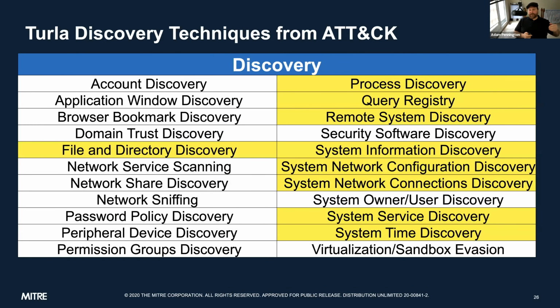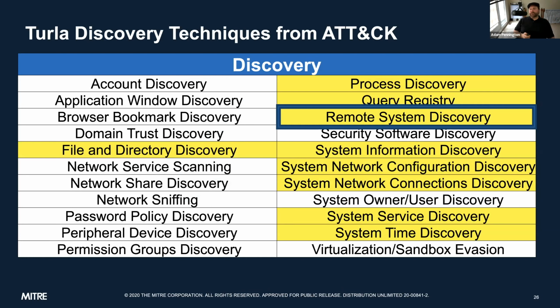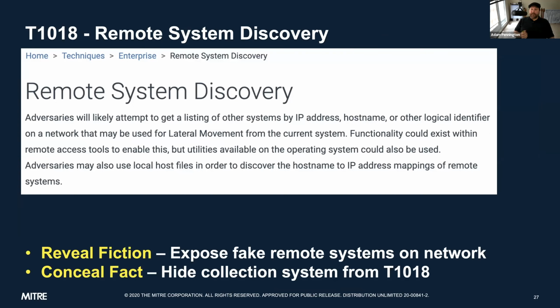So if I go back to our discovery techniques, I'm going to look at a couple example techniques that we might be able to draw some decisions for this denial and deception matrix from. So let's start with remote system discovery. Remote system discovery is that you have an adversary in your network. They're looking for other systems within that same network, in a lot of cases in order to do lateral movement into. And so seeing that we've got an adversary that's doing remote system discovery, we might decide that we want to reveal the fiction that there are other fake systems on the network. Maybe we decide we want remote system discovery to succeed.